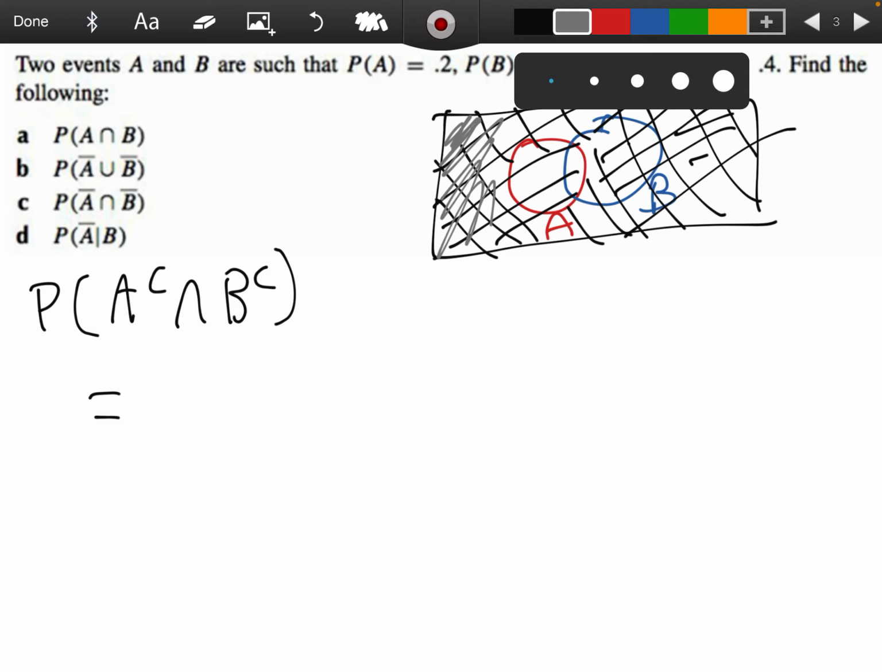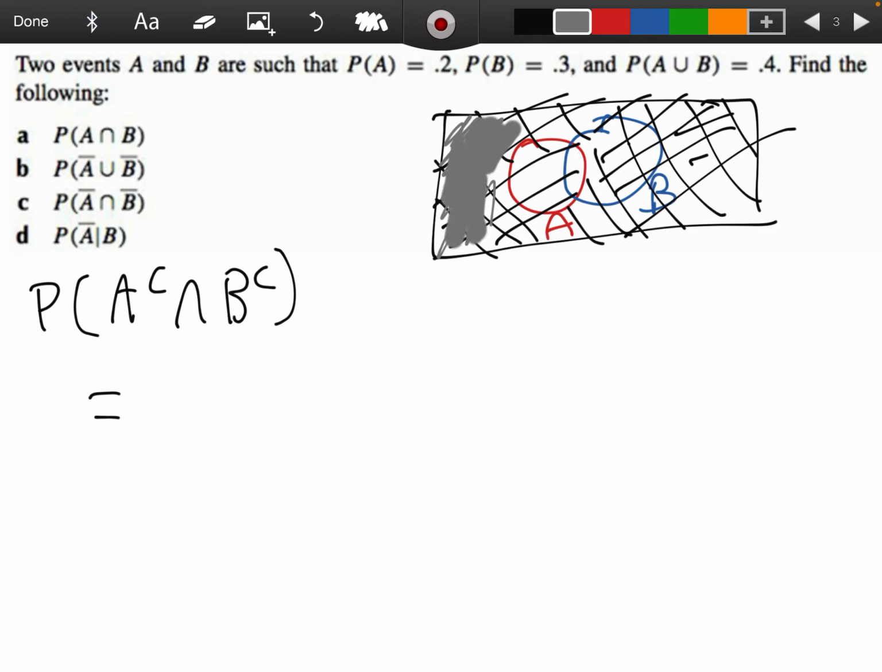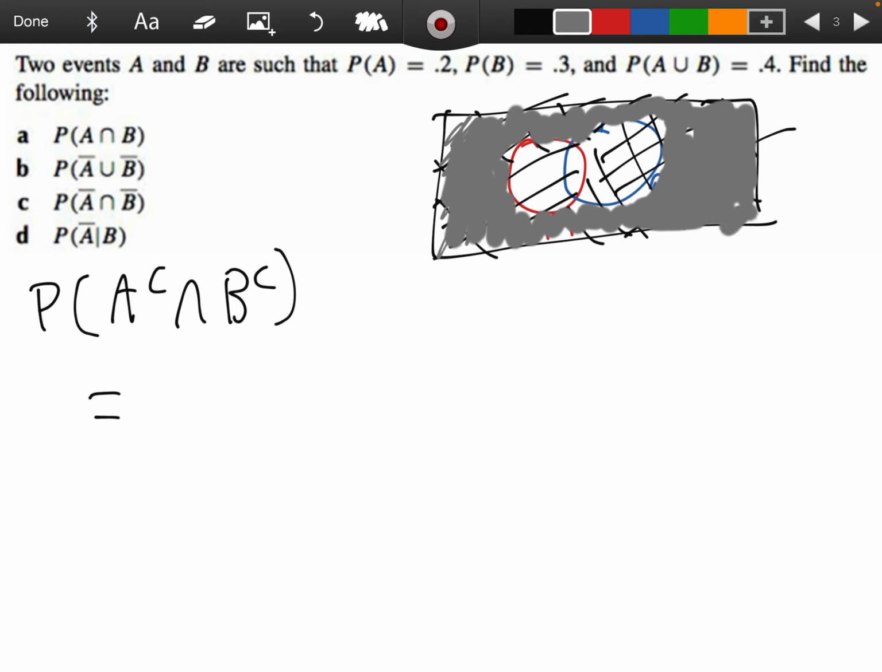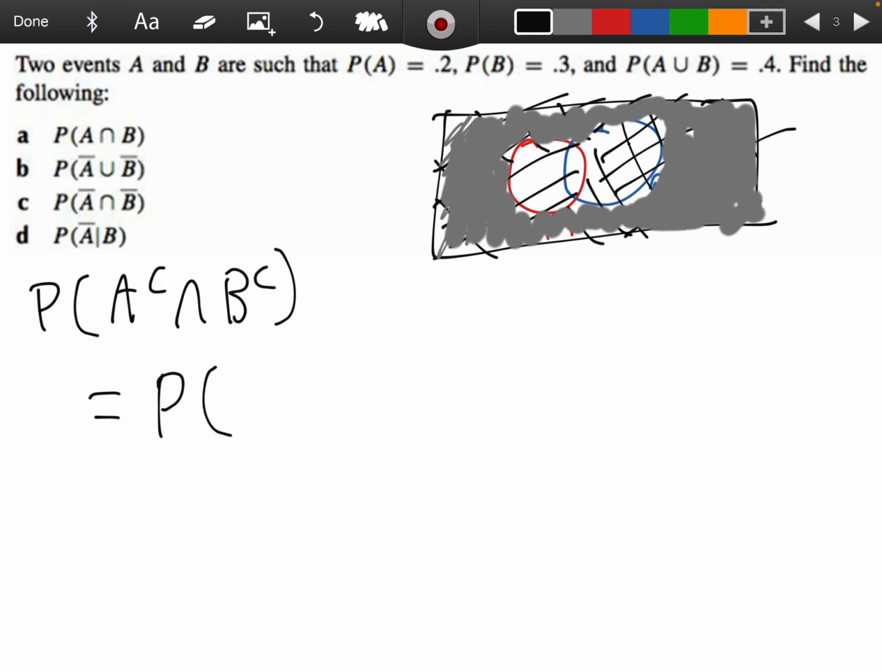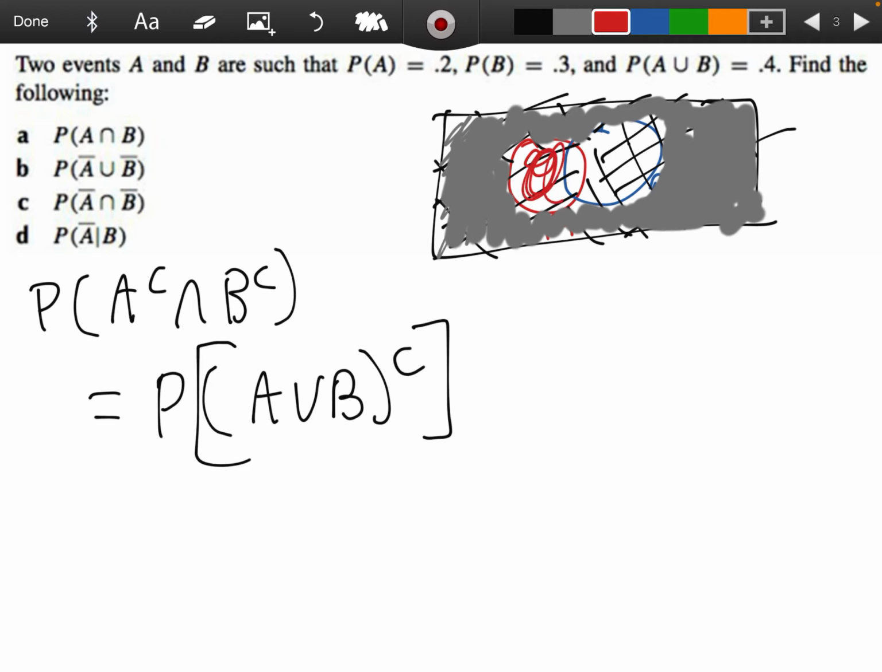Actually, let's make this nice and big. Right here is A complement intersect B complement, anywhere where A does not happen and B does not happen, right? So that can also be seen as the probability of the complement of their union. Do you see that? Their union is everything inside the circles.